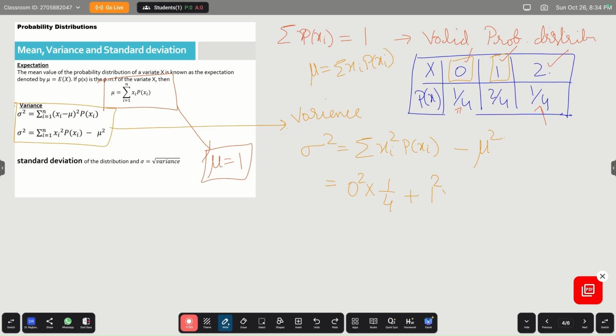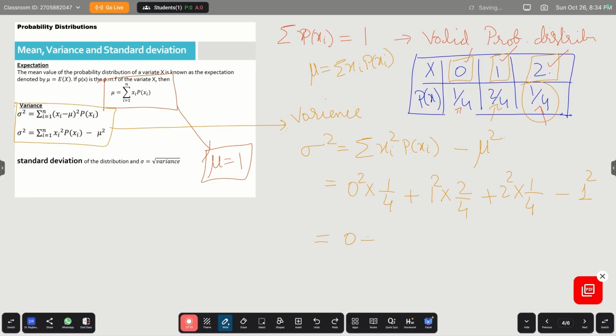So 1 square to be multiplied to its probability 2 by 4, and third one is 2. So 2 square to be multiplied to its corresponding probability 1 by 4. And finally we need to subtract the mean square. Mean is 1 in this problem. So 1 square.